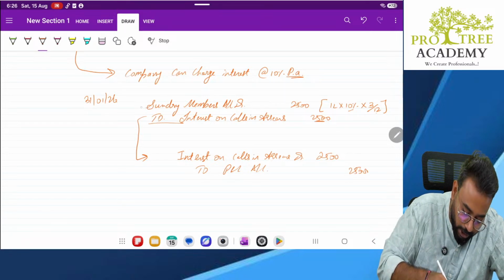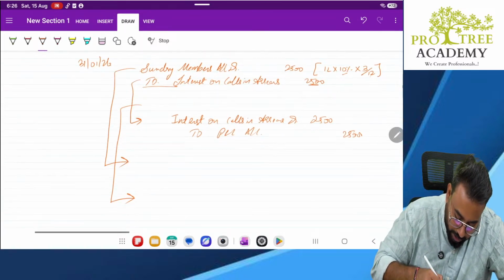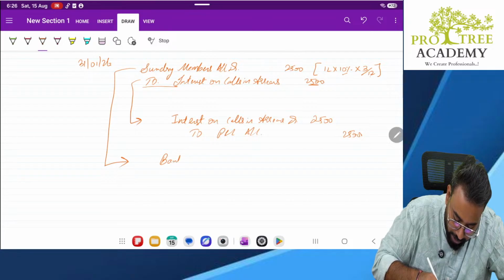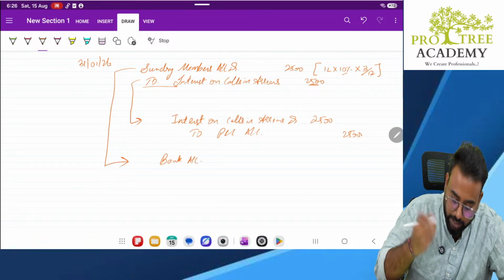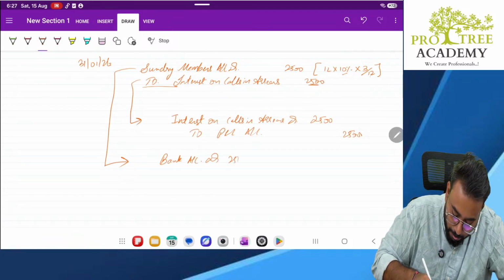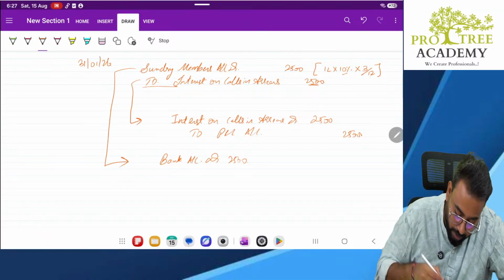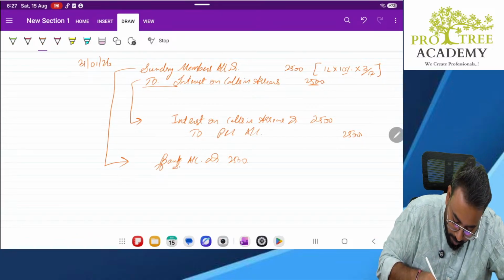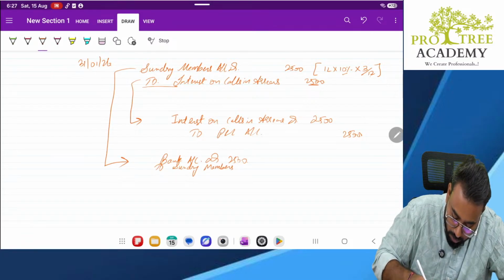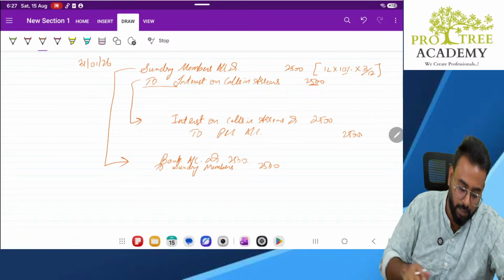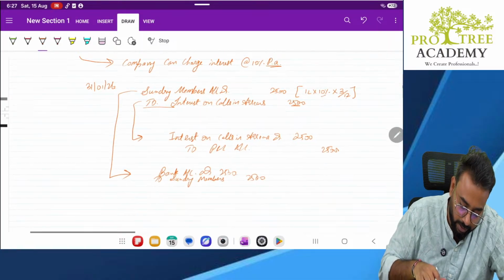Now when the money is received, what is the entry I'll pass? We receive it in bank account. Bank account is an asset. When it goes up, it will be debited. Now sundry members receivable, no more receivable. So it has to be reduced to sundry members 2,500. Done. These are the entries for calls in arrears.